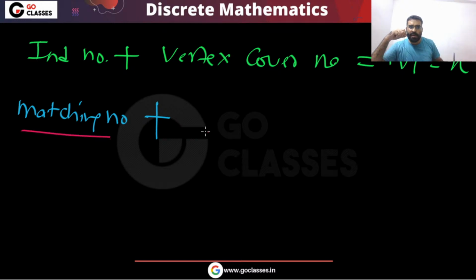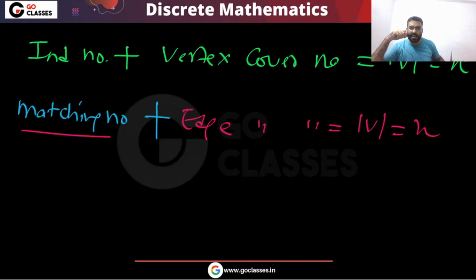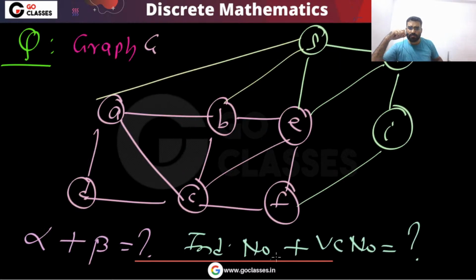Similarly, matching number plus edge cover number is also the number of vertices, equal to n. So finally, this is the idea. You don't have to calculate; you know it will be the number of vertices. So for this question, what will be the answer? The answer is just the number of vertices, which is total 9.